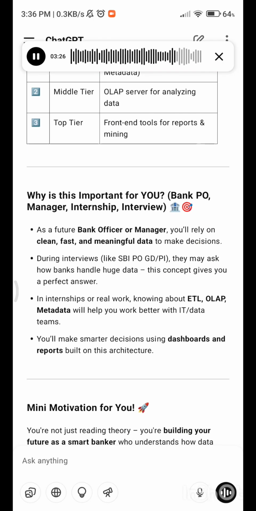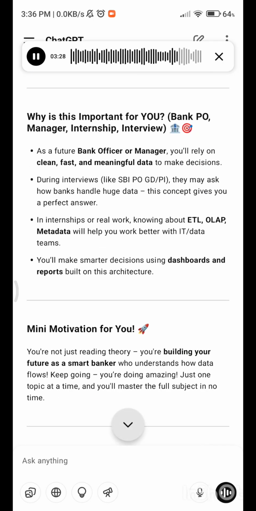Why is this important for you? Bank PO, manager, internship, interview. As a future bank officer or manager, you'll rely on clean, fast, and meaningful data to make decisions. During interviews, like SBI PO GDPI, they may ask how banks handle huge data. This concept gives you a perfect answer. In internships or real work, knowing about ETL, OLAP, metadata will help you work better with IT data teams. You'll make smarter decisions using dashboards and reports built on this architecture.